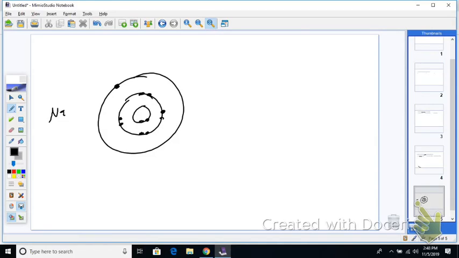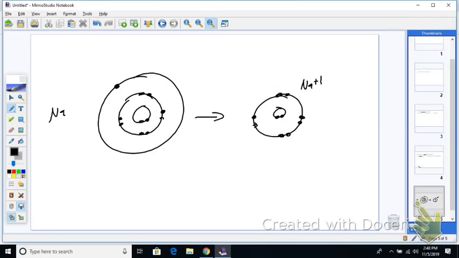You can see that one real easy, can't you? Yeah. So here's sodium, and then here's sodium ion. Gets smaller, right? So everything that loses electrons, 1, 2, or 3, is going to get smaller. Okay? Anytime something loses electrons, it's going to shrink down.